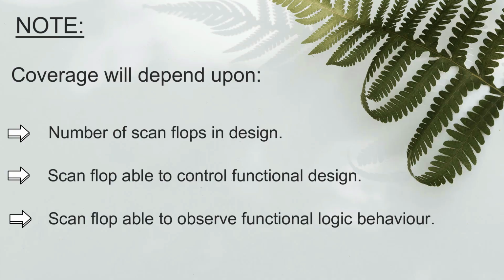Note for this video. In the video on the working of scan chain, we have seen scan flops help us to detect faults more effectively, which gives the points mentioned here. Coverage on a chip will depend upon the number of scan flops in the design. Second point is that scan flops are able to control the functional design. This is done by sending patterns from the SI pin. Third point is scan flops help us to observe the behavior of the design during capture mode. So these 3 points play a major role in deciding the coverage of a chip.